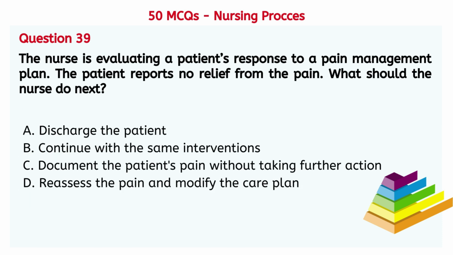Question 39. The nurse is evaluating a patient's response to a pain management plan. The patient reports no relief from the pain. What should the nurse do next? The options are A. Discharge the patient. B. Continue with the same interventions. C. Document the patient's pain without taking further action. D. Reassess the pain and modify the care plan.